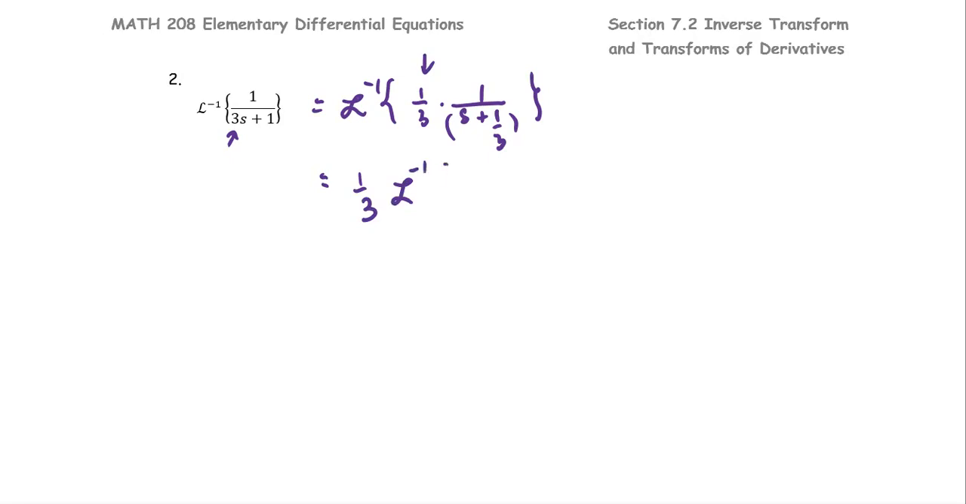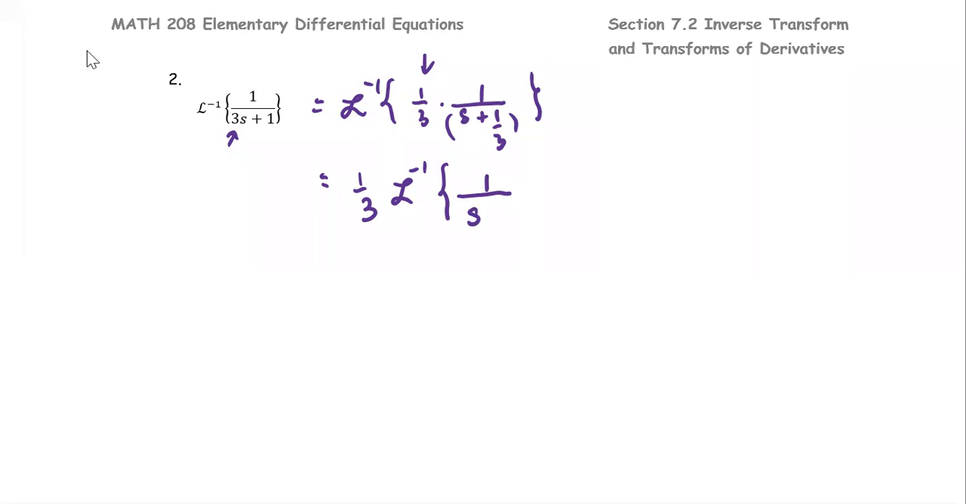The next example, we are going to find the inverse Laplace of 1 over 3s plus 1. First of all, we make the coefficient of s to be 1. We write it as 1 over 3 multiplied by s plus 1 over 3. The 1 over 3 here is the coefficient, so take it outside of the operator. Now we have the inverse Laplace of 1 over s plus 1 over 3.